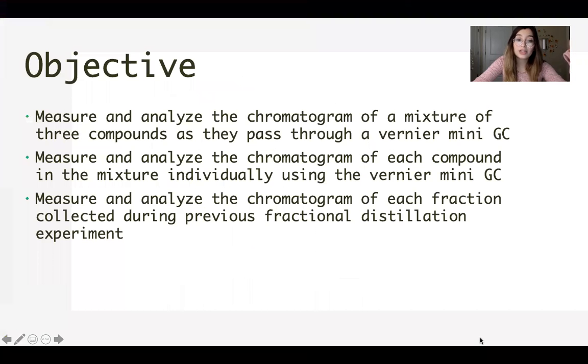So the objectives: measure and analyze a mixture of three compounds as they pass through the GC. Measure and analyze each compound in a mixture individually using the GC. Measure and analyze each fraction collected during previous fractional distillation experiments. Now, we used to do fractional distillation first and then gas chromatography and collect 3 fractions from fractional distillation to then analyze them in the gas chromatography lab.